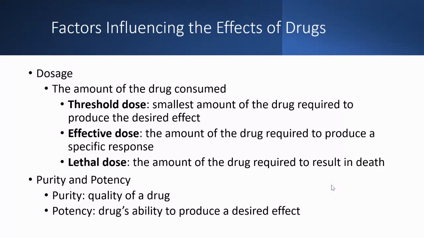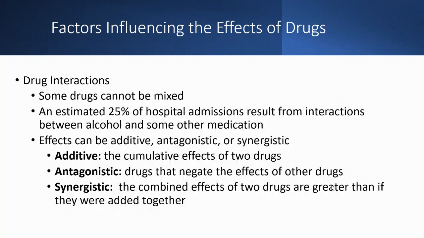Dosage is the amount of drugs consumed, and there's some terminology associated with this. Your threshold dose is the smallest amount of drug required to produce the desired effect. The effective dose is the amount of drug required to produce a specific response, and the lethal dose is what you would think, the amount of drug required to result in death. The other two terms are purity and potency. Purity is the quality of the drug, and potency is the drug's ability to produce a desired effect.